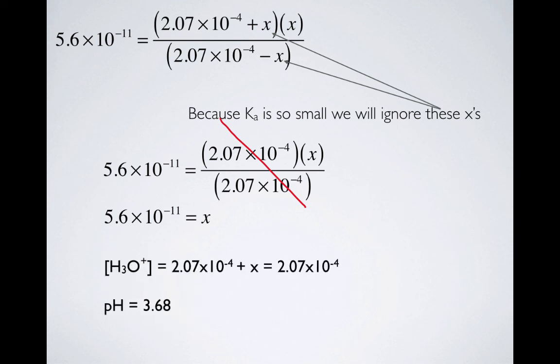So if we were to look at the pH, the total hydronium ion concentration is the 2.07 times 10 to the minus 4 plus x. So 2.07 times 10 to the minus 4 plus 5.6 times 10 to the minus 11 is still going to be equal to 2.07 times 10 to the minus 4, given the three significant figures we're allowed to use in this problem. And we would still end up with the same pH. So when we're doing a pH problem for a polyprotic acid, generally that first Ka is the only thing that we will need.